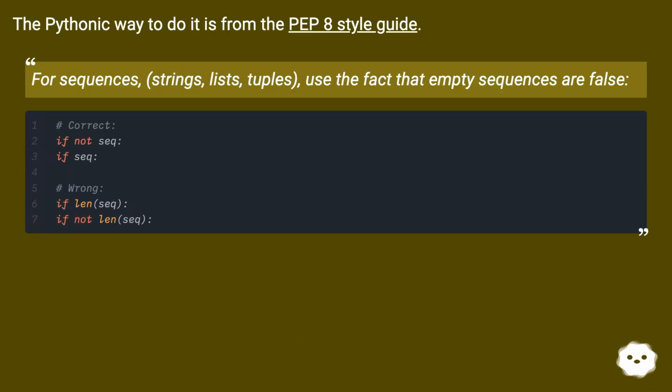The Pythonic way to do it is from the PEP8 style guide. For sequences (strings, lists, tuples), use the fact that empty sequences are false.